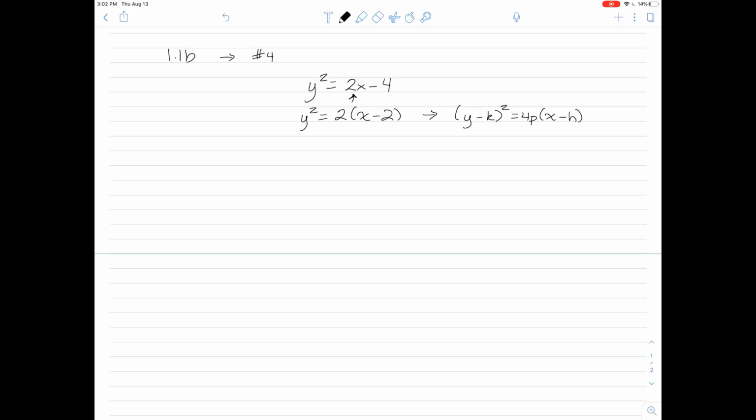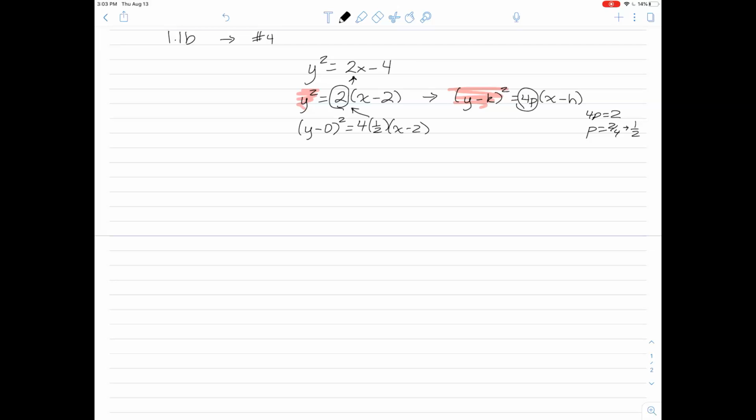Okay? So maybe you're wondering, how do I turn this into that? Well, this just means that your k is 0, and you could rewrite this as y minus 0 quantity squared equals, and then of course this is your 4p, so you just set 4p equal to 2, p equals 2/4, reduce it down to 1/2, right? So that would be 4 times 1/2, that equals 2, times x minus 2. So hopefully that'll help you out with that kind of situation if you're struggling with something like that.